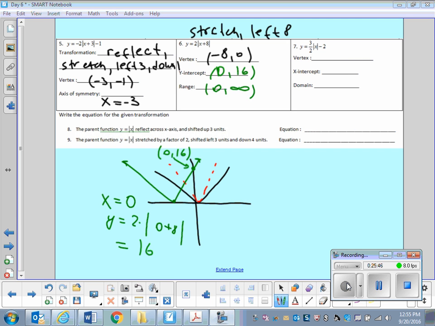So let's continue then. Number 7. What is my vertex? Let's not even talk about the transformations. What is the vertex? Do the transformations in your head. Which one will affect my vertex? David. Well, we're down two. So down two, what is my vertex? Zero, negative two. Very good. What is my x-intercept?